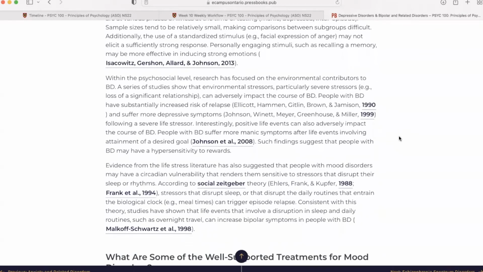Within the psychosocial level, research has focused on the environmental contributors to BD. A series of studies show that environmental stressors, particularly severe stressors, for example, loss of a significant relationship, can adversely impact the course of BD. People with BD have substantially increased risks of relapse and suffer more depressive symptoms following a severe life stressor.